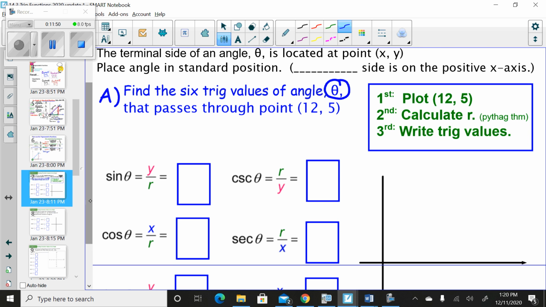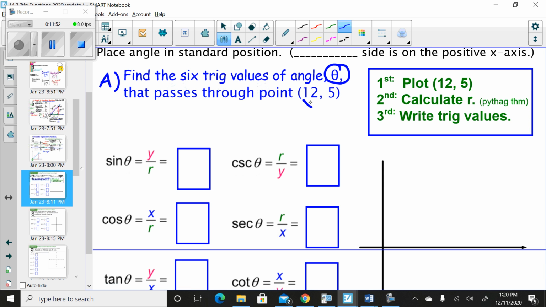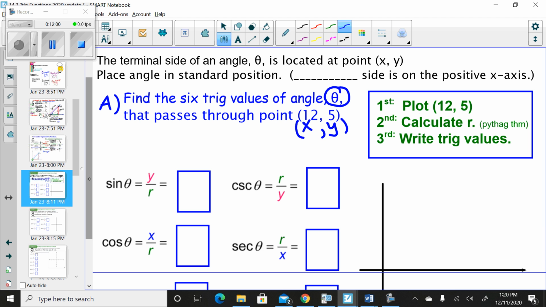That passes through the point (12, 5). So 12 is your x and 5 is your y. It's your ordered pair. Now think about where you're located then. You're going to put this in standard position. If you do 12, 5, that's positive, positive. You're going to end up in quadrant 1. So when we draw our picture, it's going to be in quadrant 1. So the terminal side of this angle, this point, is going to be located in quadrant 1.